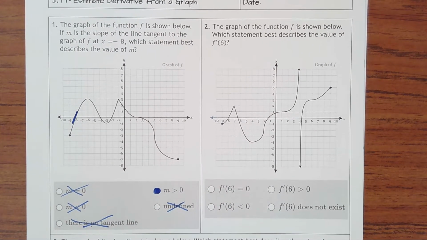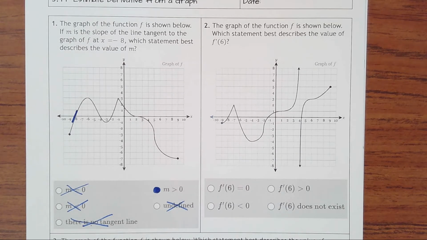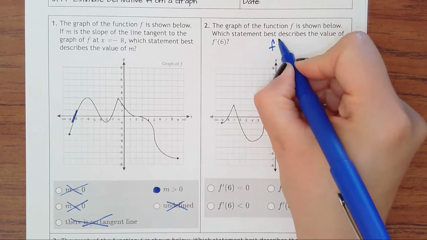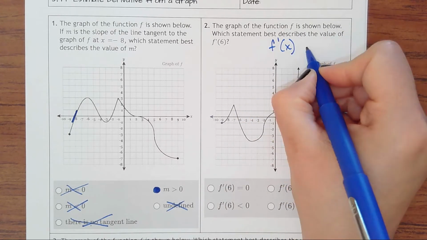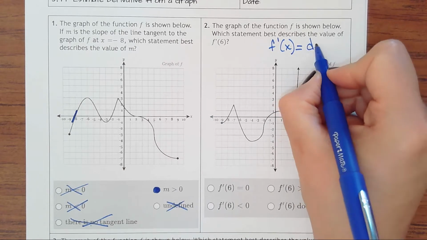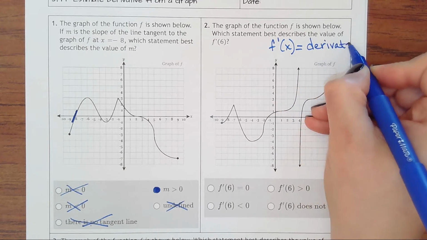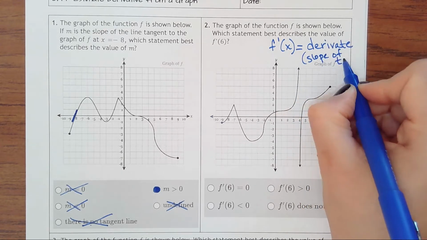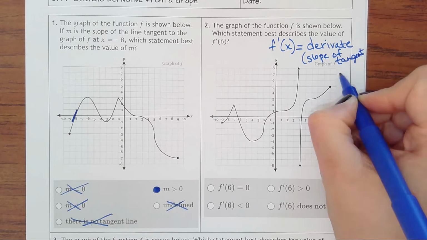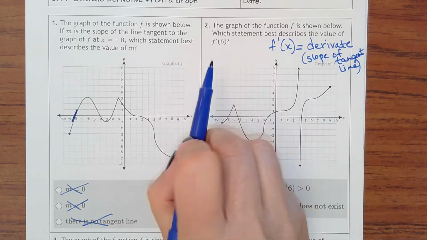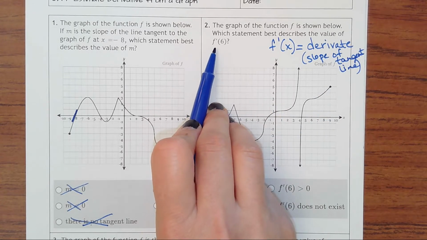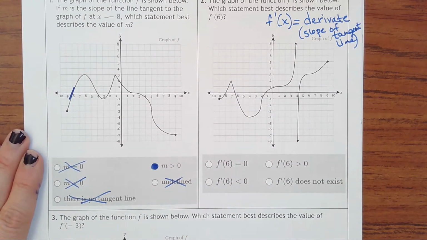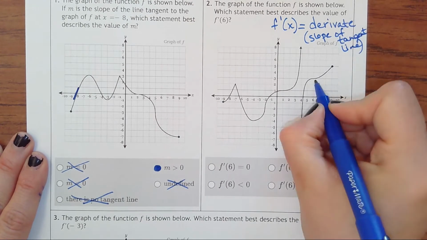Number 2, graph of the function shown below. Which statement best describes the value of f prime of 6? F prime of something really equals derivative. It's the slope of the tangent line. So it's just another way of writing it. So really we're saying which statement best describes the value of the slope at 6. Slope at 6. Find 6 right here.